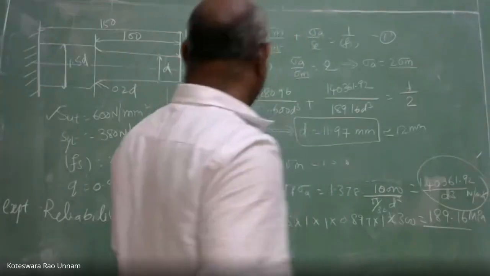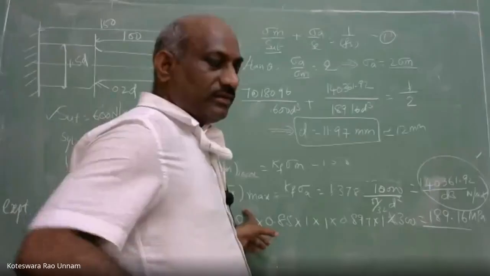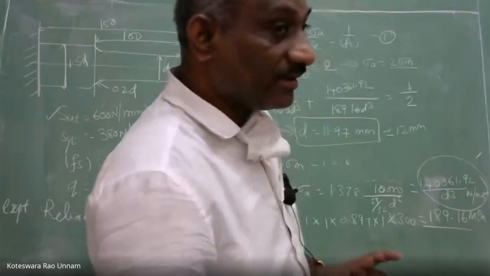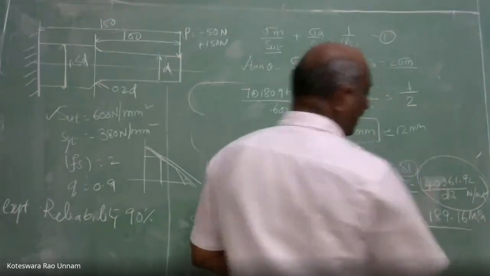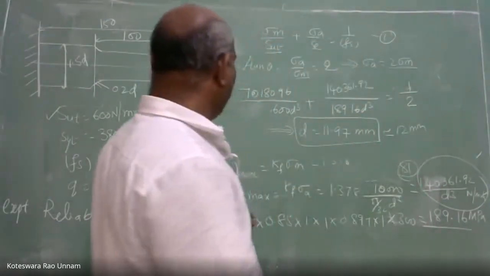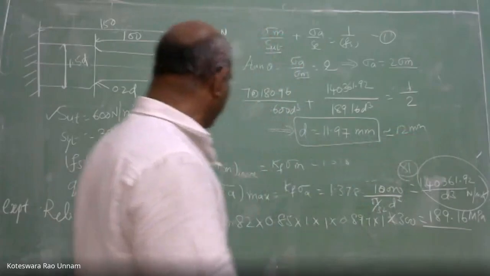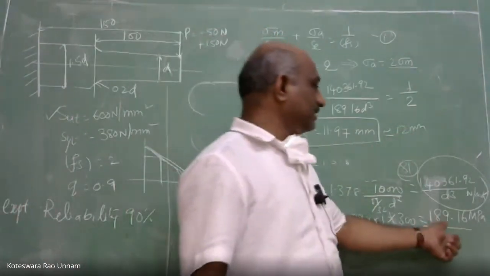We want sigma a only, not sigma m. Sigma a is 81.22. Okay, whatever, maybe around 82. See, now the sigma A is only 82. What is your SE? Your SE is 189.